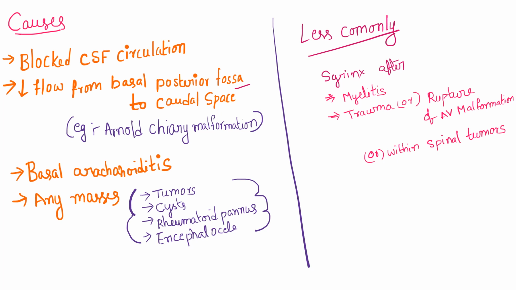The other reasons, if you see, are basal arachnoiditis, maybe after infections, maybe after subarachnoid hemorrhages, and other reasons are any masses like tumor, cyst, rheumatoid pannus, or encephalocele. There are some other less common causes also. Here, syrinx, meaning tubular structure, can form after myelitis, maybe after trauma, rupture of arteriovenous malformations in the brain, or within spinal tumors as well. So these could be the common and less common causes for syringomyelia.